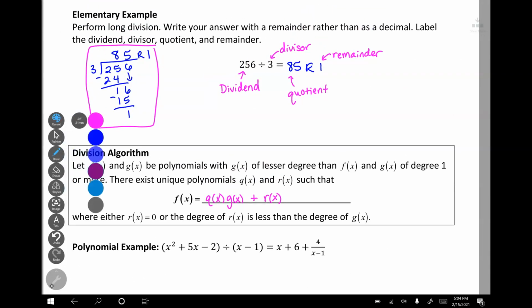Let's look back at our elementary example to simplify this. All that's saying is your dividend, which was f of x with the polynomials, so up here your dividend was 256, equals the quotient, so that's 85, times g of x, which was your divisor, so times 3, plus your remainder. You could check that and make sure that it works: 85 times 3 plus 1 gives you that number that we were dividing in the first place. All it's saying is you can split it up into those factors and then add on the remainder, and that should work every time.